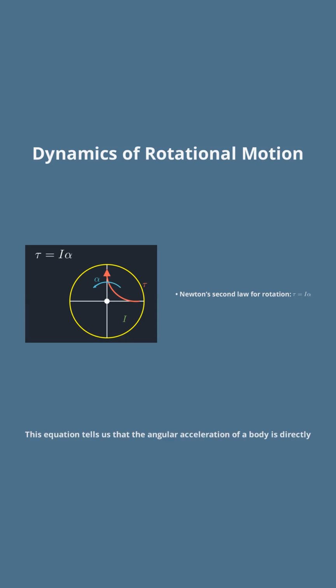The dynamics of rotational motion are governed by Newton's second law for rotation, tau equals I alpha. This equation tells us that the angular acceleration of a body is directly proportional to the applied torque and inversely proportional to its moment of inertia. This law is the foundation for understanding how forces cause rotational motion in machines, vehicles, and natural systems.